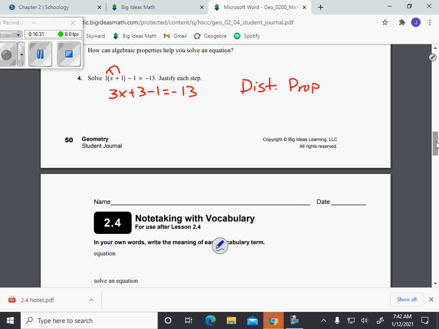Next, how do we solve this? We'd combine like terms, right? So we'd have 3x plus 2 equals negative 13. Combine like terms, CLT.